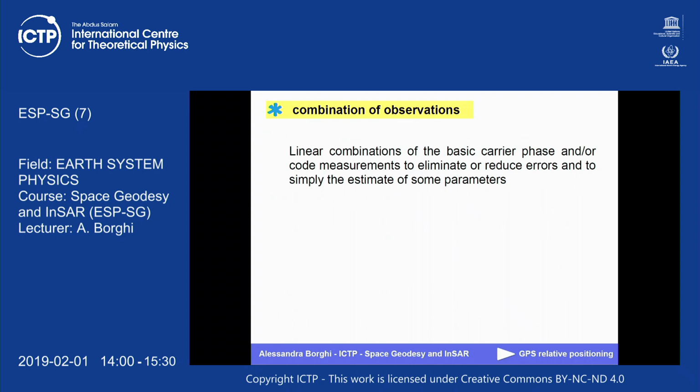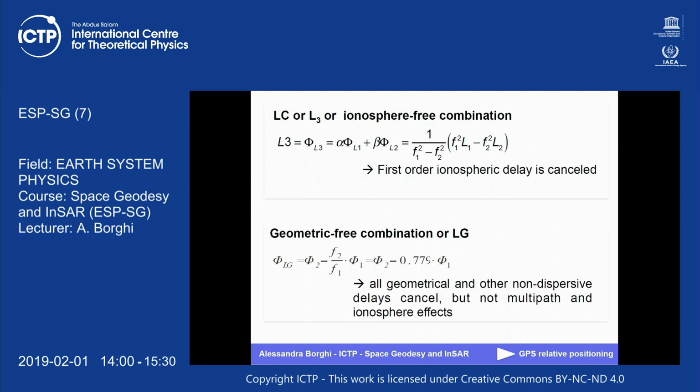Okay, we have seen that to reduce or cancel some errors, we can also combine observations. Given one station, we combine observations of this station. We have seen this approach with the iono-free combination, where we reduce the first order ionospheric delay. But we also have other combinations. It depends on what you want to obtain. For instance, there is the geometric free combination.